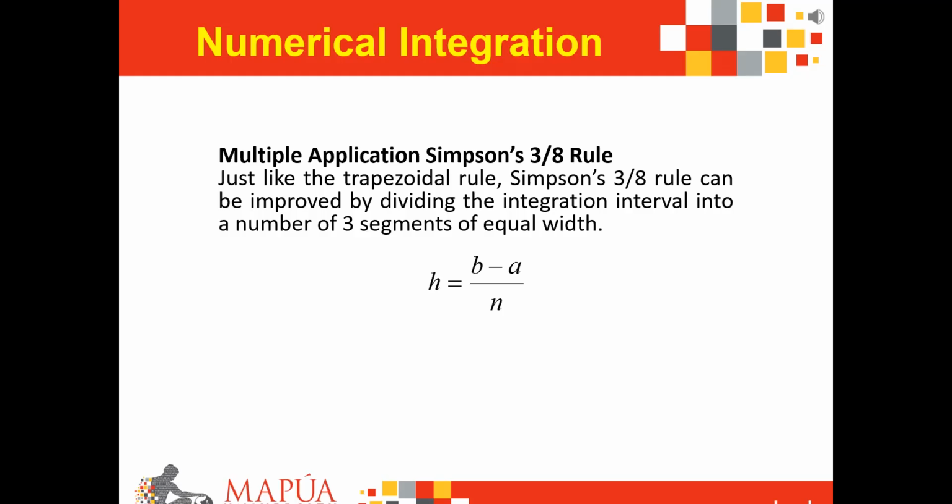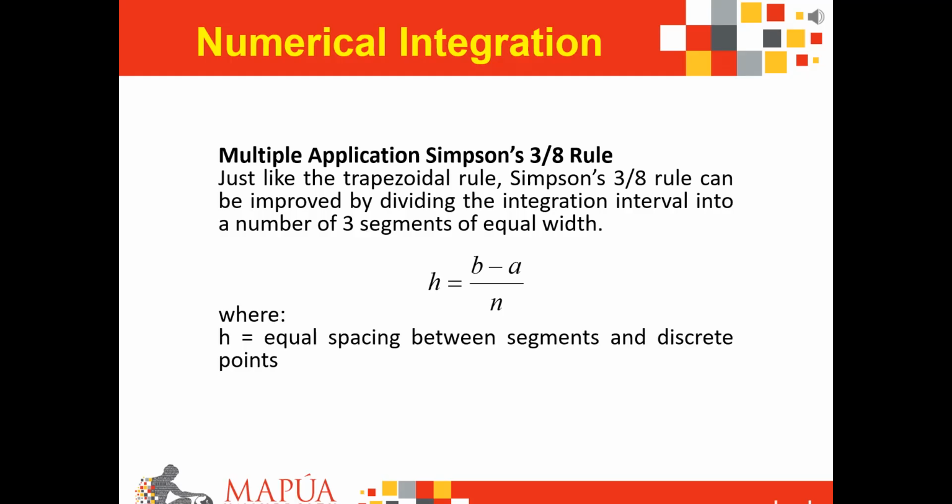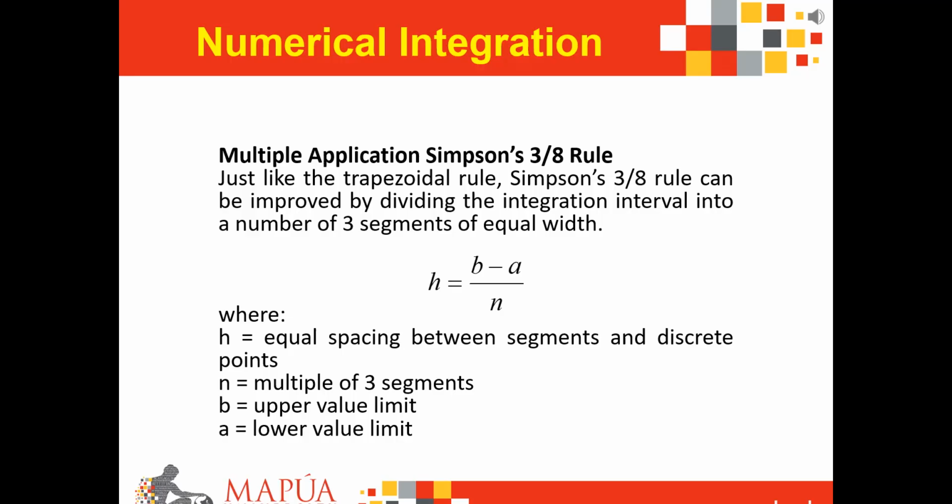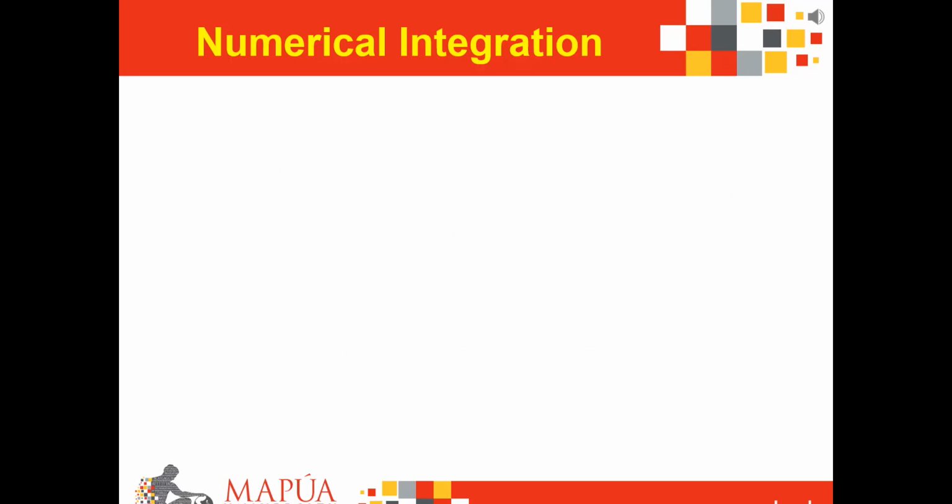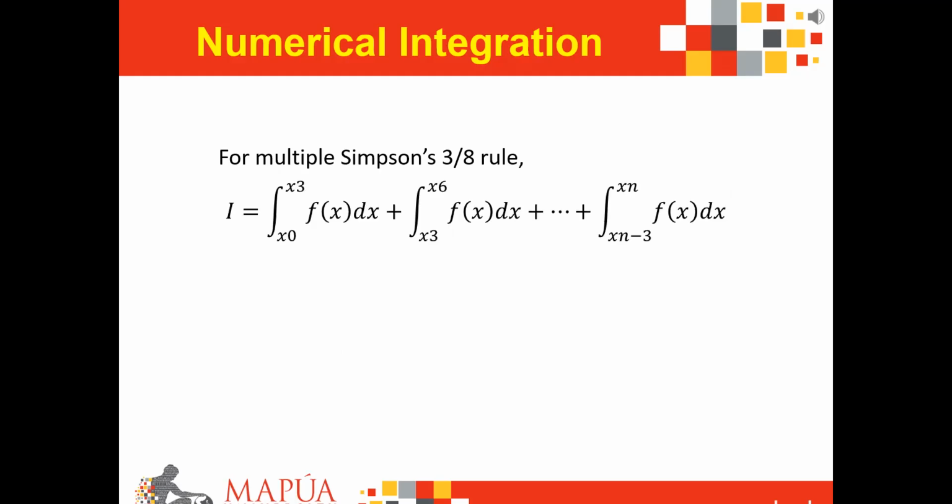In which case, our equally spaced segments would now be equivalent to this formula, whereby h is the equal spacing, while n becomes the number of segments that are multiples of 3, with b being your upper limit value and a being your lower limit value. For a multiple application Simpson's 3/8 rule, then, the formula now becomes like this.